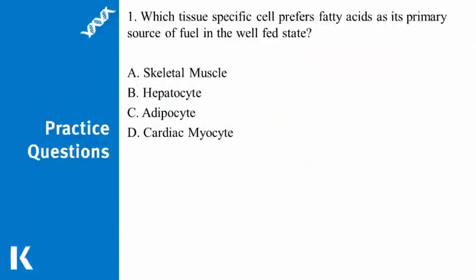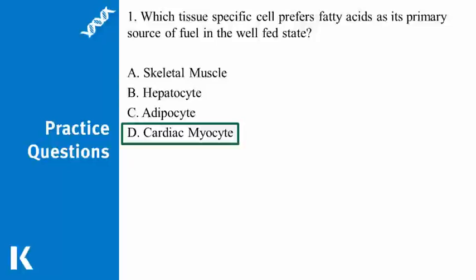Now that we have explored a number of different tissue types and how they obtain energy, let's try out some practice questions to test your understanding of the topic. This first question is asking you to think about each tissue and its preferred fuel source. The answer is D, cardiac myocytes.